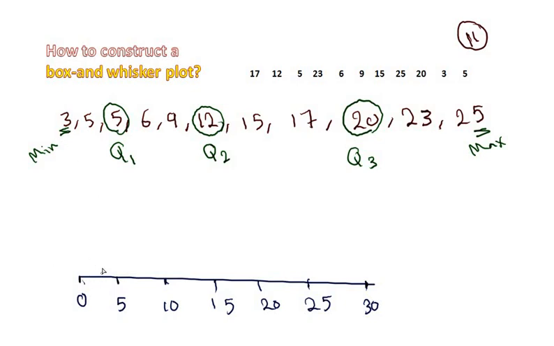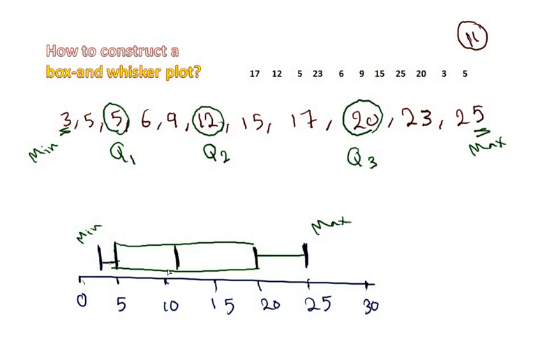The minimum value is 3, it's almost here. The maximum value is 25, it is here. The first quartile is 5, it's exactly here. The second quartile is 12, right after the 10. The third quartile is 20. Then we make the box by connecting the quartiles and then we connect the minimum and maximum values. This is the minimum, this is the maximum value, this is Q1, Q2, and this is Q3.